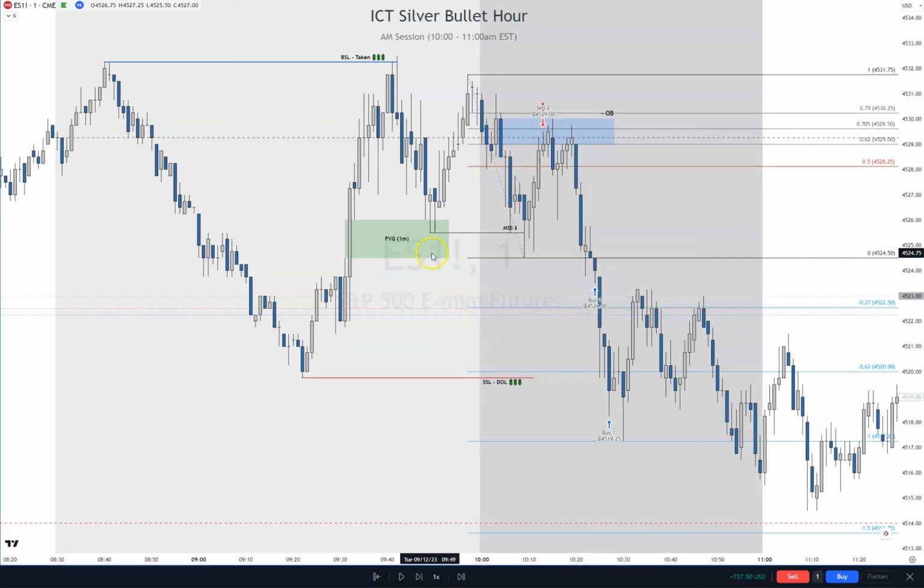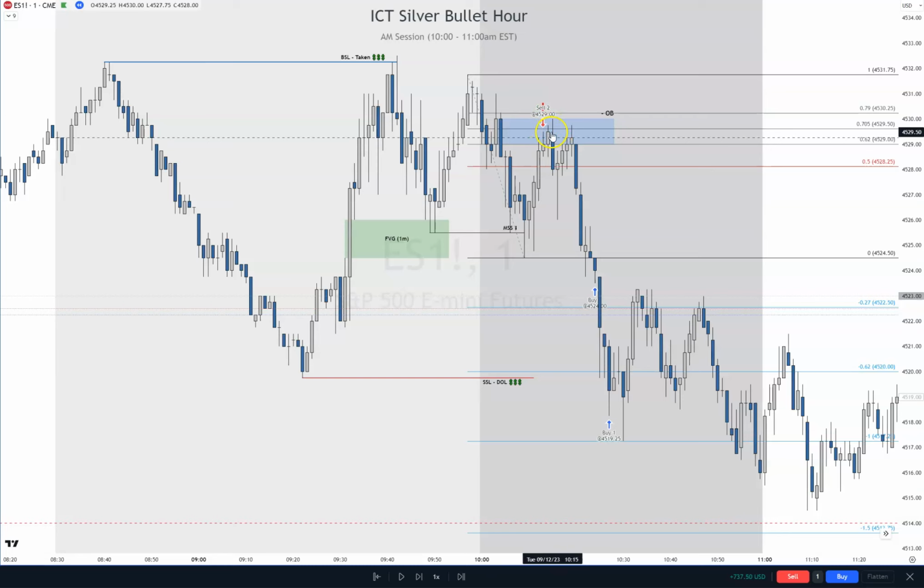All right, price for the 10 o'clock silver bullet hour. We saw that buy side liquidity has been taken. Price came down, hit this fair value gap, came back up, and then we started the silver bullet hour. So we were looking for shorts, but we wanted to see where we were at. So we waited. It broke this for a market structure shift, and then we pulled our fib from high to low. Find out that equilibrium was here.